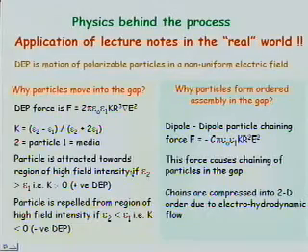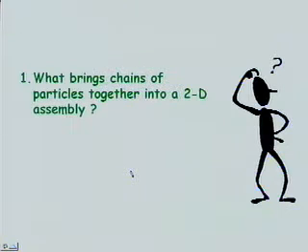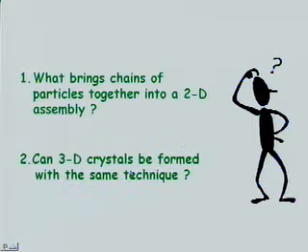So this is where I will stop, and I'll just throw in a couple of questions for discussion. First one is, what brings these chains together into these two-dimensional crystals? I mean, what exactly is electrohydrodynamic flow when you apply an AC field? And the second one is, can you prepare three-dimensional crystals with the same technique? This is a very new technique. Not many people have worked on it, and I think it's pretty interesting.